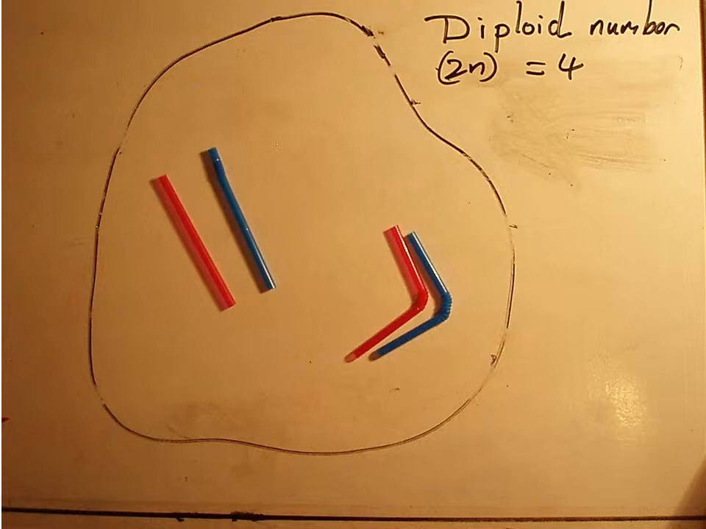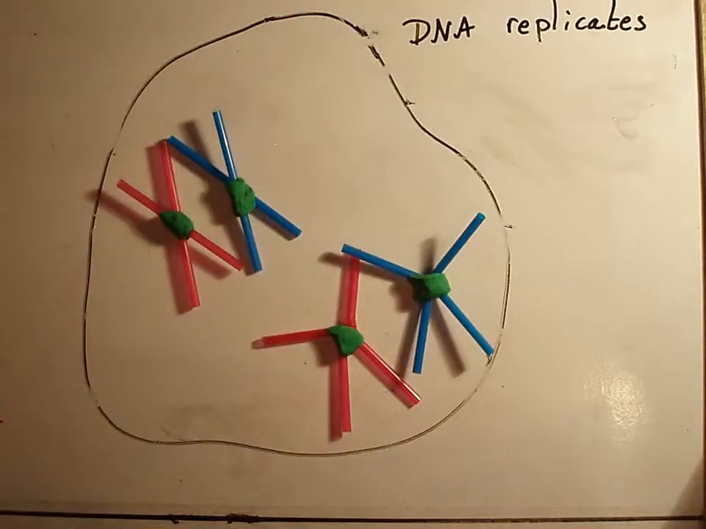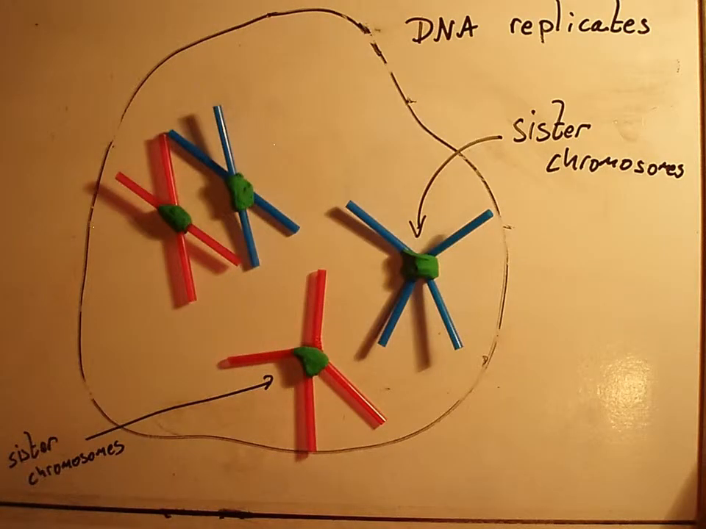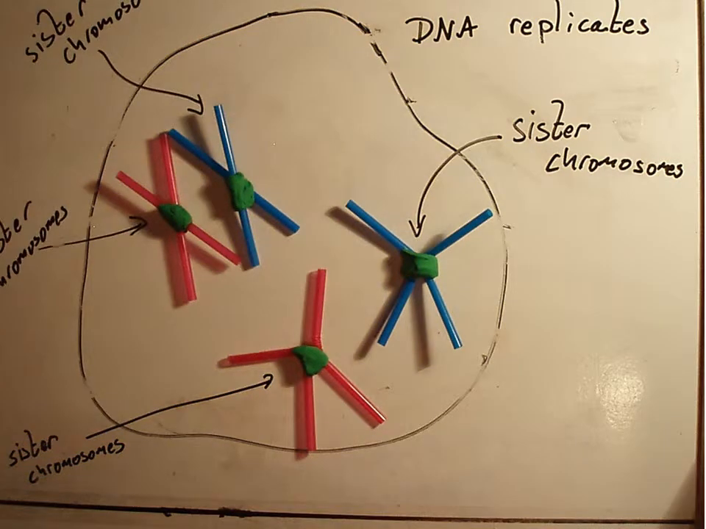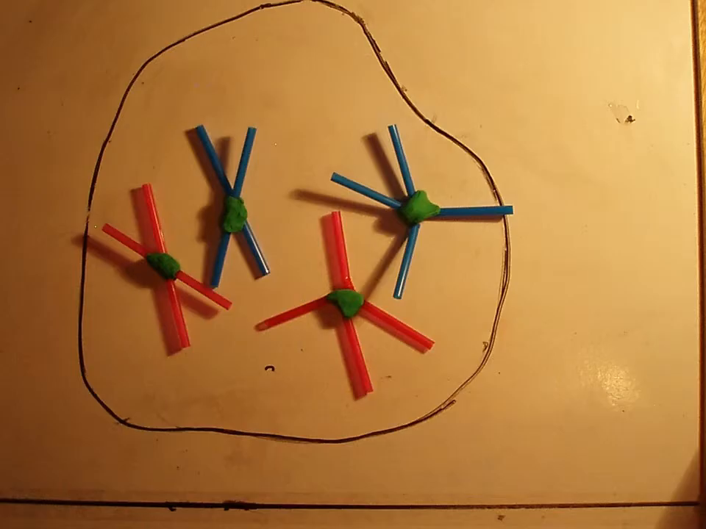So again, we're going to go with our example cell here, which is a diploid number of 4 chromosomes. And the first step that happens is the DNA will replicate, it will double. Each of these pairs is called a pair of sister chromosomes, and they are genetically identical to each other because they've just been cloned, they've just been reproduced. Here's another set of sister chromosomes. Each pair of sister chromosomes is joined together at a structure called the centromere.